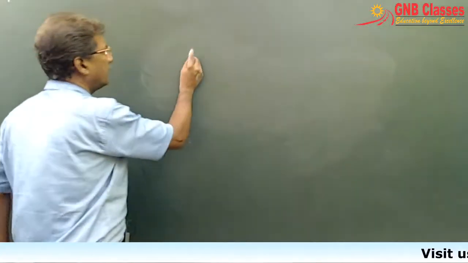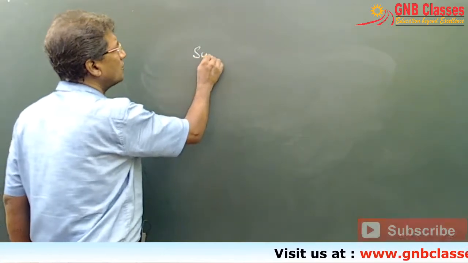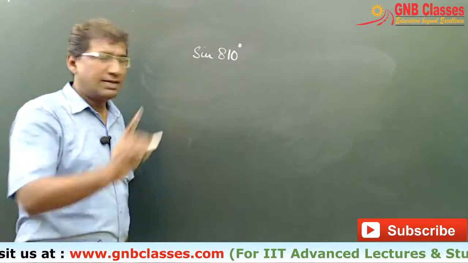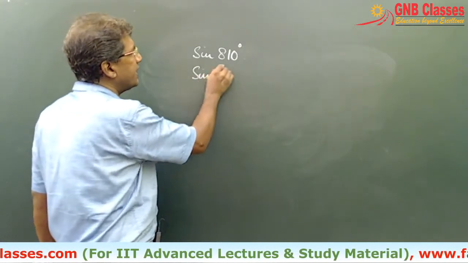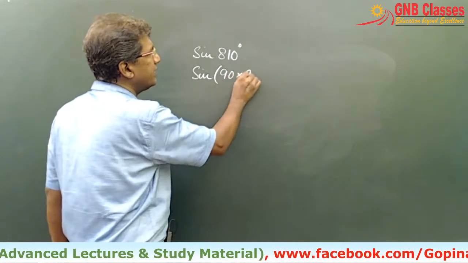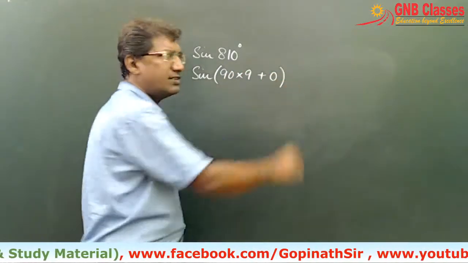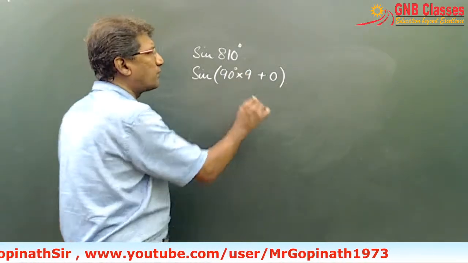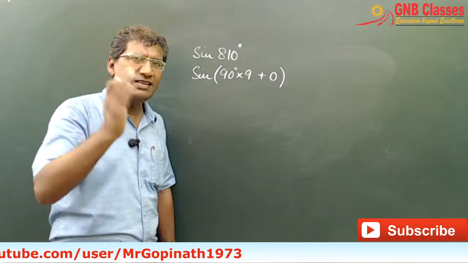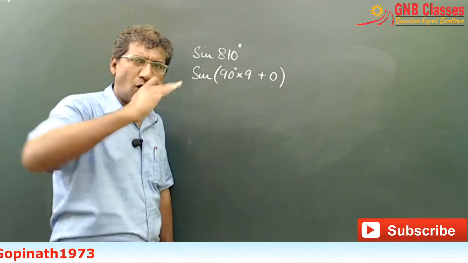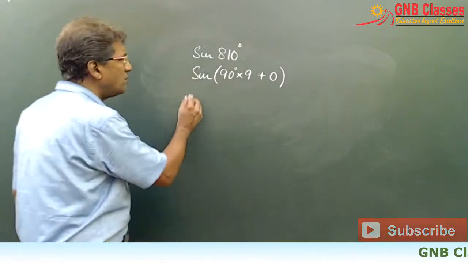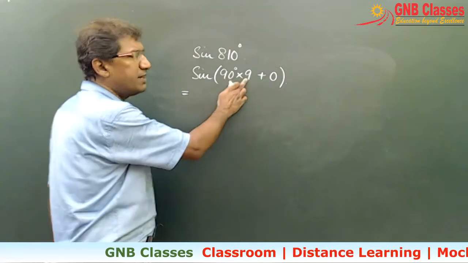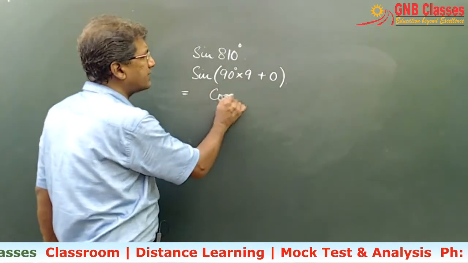Okay, now suppose we got an angle something like sine 810 degrees. Now the question will arise, you see, it is 90 into 9 plus nothing, that is 0. Is it clear? Now, first of all, it is not falling in any quadrant. It is either coming on the vertical line or on the horizontal line. So my first step is that the multiple of 90 degrees is odd, so I will simply write this as cos 0.